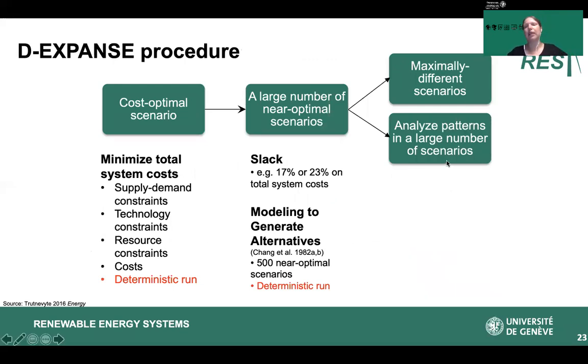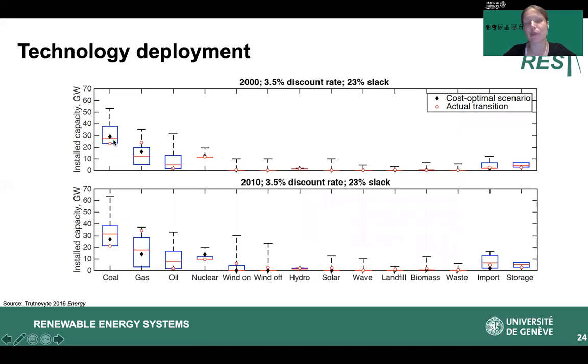Since there are many scenarios, one can also analyze patterns among all these 500 scenarios. And that is, for example, here just a depiction in terms of box plots. What you can see, if we look at the year 2010 in terms of installed capacity, it in particular becomes interesting for renewable technologies like wind and solar, because we see that the cost optimal scenario would consistently underestimate them as compared to what has happened in reality. So the red circles here, but by looking at these near optimal scenarios, we can actually have a range of scenarios that encapsulate, so to say, this real world development. Some scenarios still have less wind than in the real world, of course, but at least the uncertainty bound is big enough to also consider these technologies.